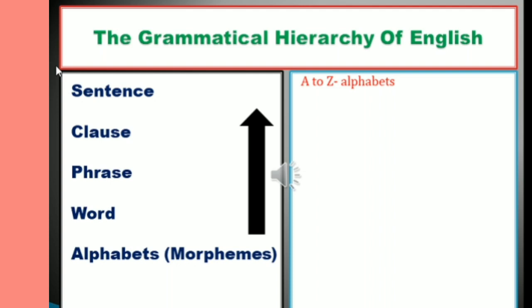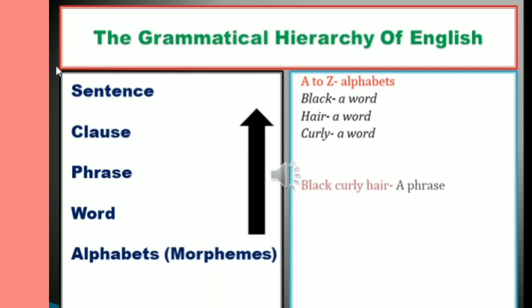For example, black is a word, hair is a word, curly is a word. By combining these three words together, I can make a meaningful phrase. Black curly hair should have a meaning. Then only we can call it a phrase.